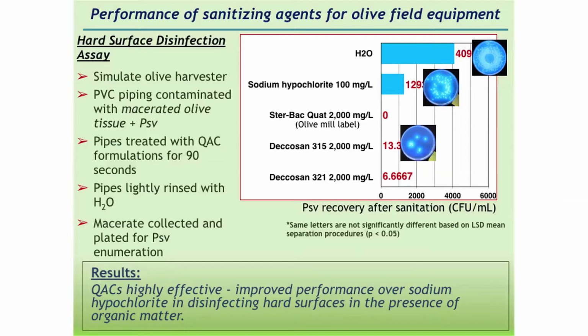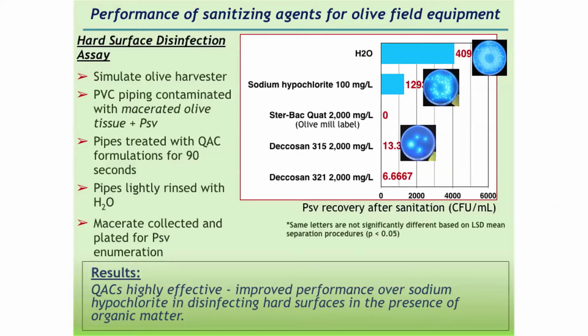And we've shown that we can smear the bacterium on, with macerated olive tissue, all over the pipes, and we can treat it with the QAC, the quaternary ammonium compound, for 90 seconds, and then lightly rinse it with water, and we can see the effects here. With water, we get our population counts, 4,000 CFUs, colony forming units.